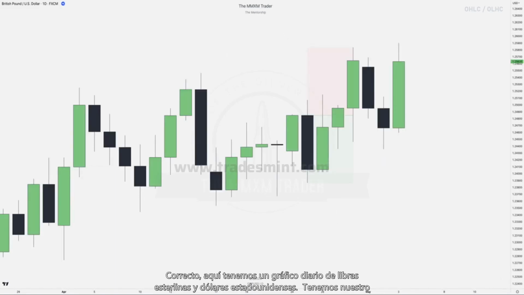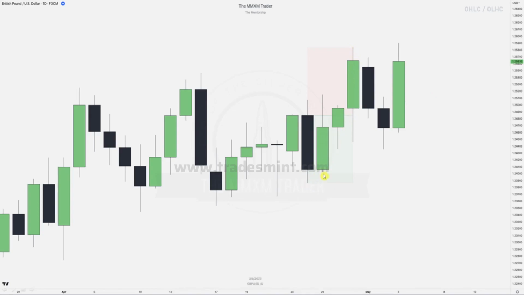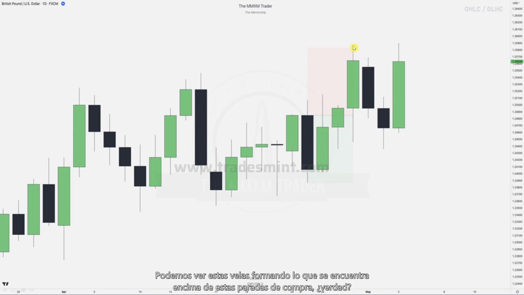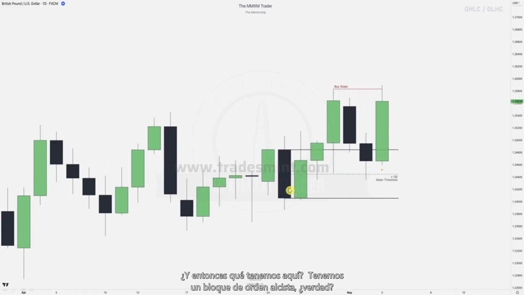Right, so over here we've got a British pound US dollar daily chart. We've got outlined our premium and discount levels, right? From this discount low into this discount high. We can see these candles forming what up on top of this? Buy stops, right? And then what do we have over here? We've got a bullish order block, right? So when we're looking at a bullish candle, we're seeing a low created over here, expansion higher, taking out those buy stops, and eventually closing out the day bullish. But how does that look like on an intraday chart?